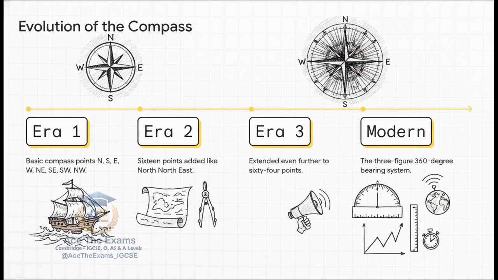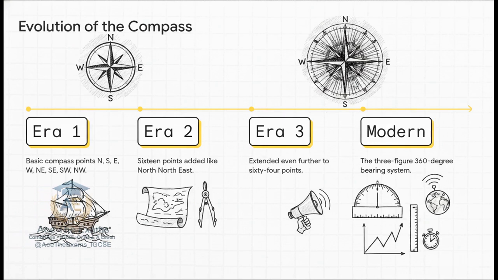But as speeds increased and the margin for error shrank, extra points were added. Midway between north and northeast became north-northeast. This gave us a 16-point compass in Era 2. Then, that was extended even further to an extreme subdivision of 64 points. Can you imagine being a sailor trying to shout those complex, tongue-twisting directions in the middle of a raging storm?